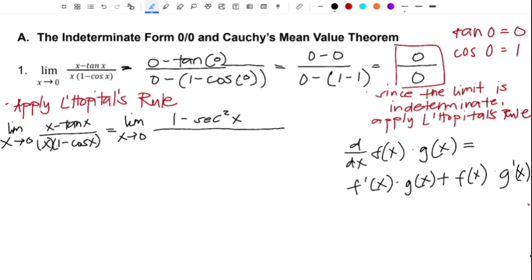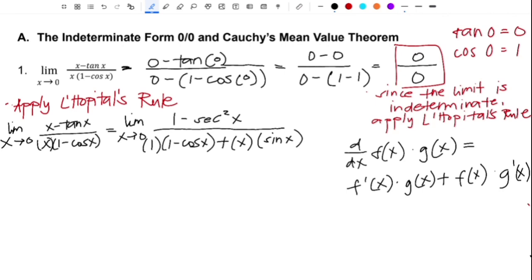So now let us apply this product rule to our function here, which is our denominator. For our f of x, we have x, and our g of x is 1 minus cosine x. What is the derivative of our f of x, which is x? The derivative of x is 1. So let's write 1 here and copy our g of x, which is 1 minus cosine x, plus f of x, which is x, times the derivative of g of x, which is sine x.